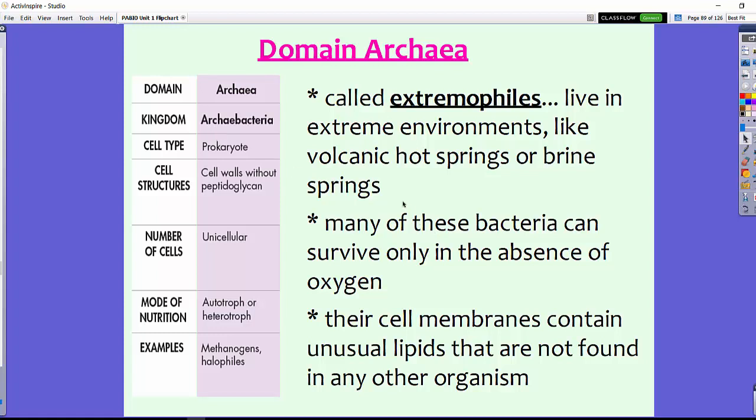And as I mentioned, they don't have the peptidoglycan, but they do have these unusual lipids that aren't found in any other organism. So they are pretty special bacteria. Now, a lot of times, again, we see these as unicellular organisms. They can be autotrophic or heterotrophic. And these are the ones that typically live, again, around volcanic hot springs, or they might live deep within the ocean.